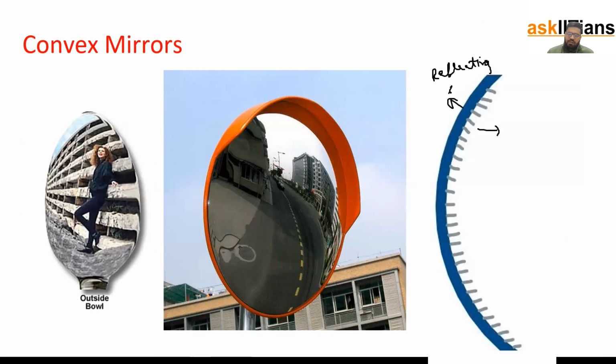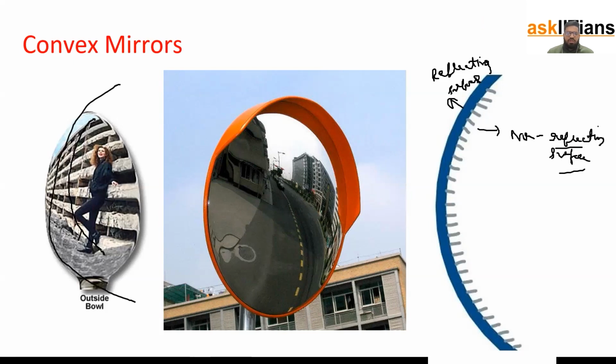Now the reflecting surface is curved outwards, and this is the non-reflecting surface, which is basically the polished surface. Okay, now you can see this side view mirror, and you can observe that it is bulged outside. If you carefully observe, it is bulging outwards.